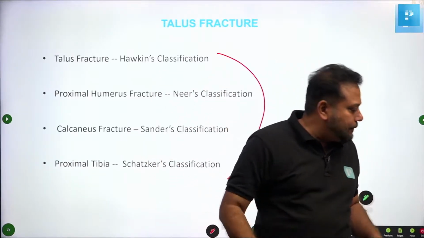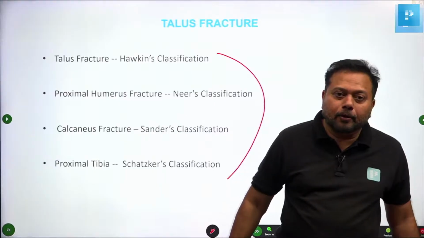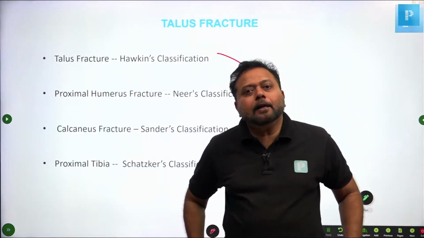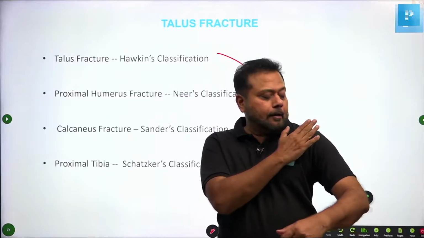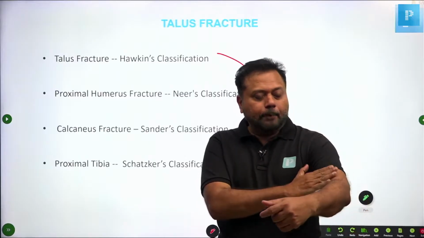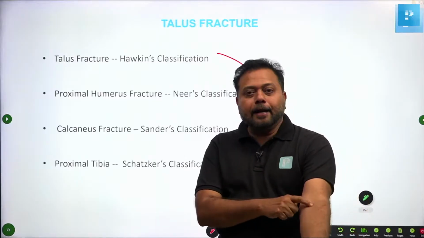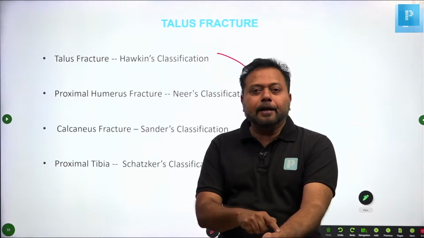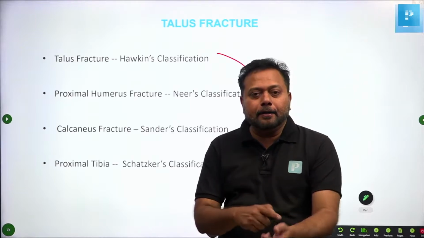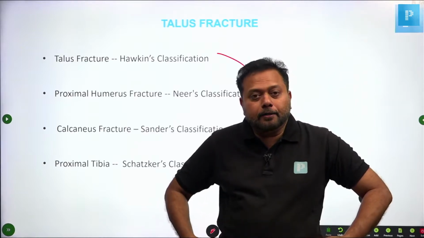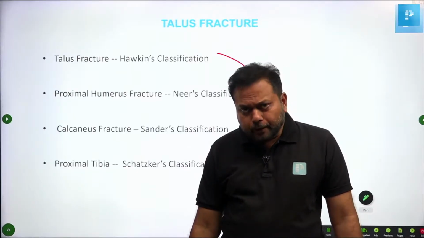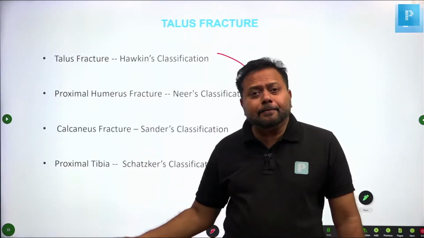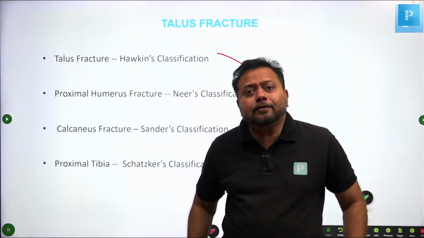Few classification systems we have revised. One more time I will tell you, revise along with me. The classification for clavicle, Allman. Proximal humerus, Neer. Supracondylar, Gartland. Radial head, Mason. Distal radius, Frykman and Fernandez. For neck of femur, Garden's. Proximal tibia, Schatzker-Tile. For calcaneum, Sanders. For talus, it is Hawkins.